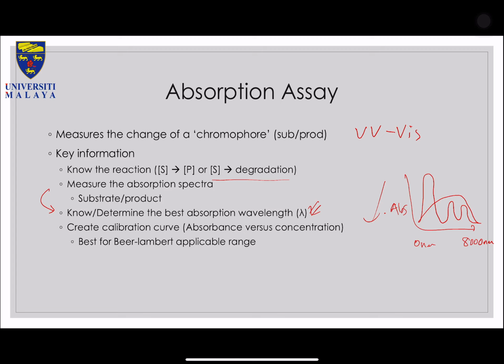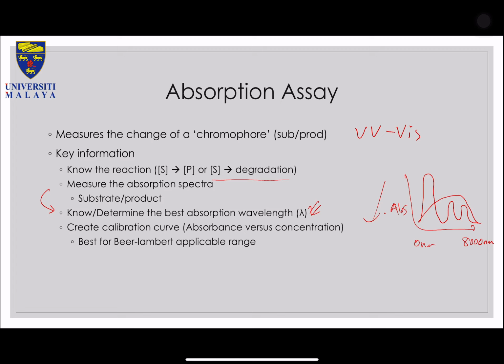Once you know this wavelength, then you can choose a wavelength that is specific for the substrate so that you can see the rate of disappearance, or the wavelength that is specific for the product so that you can measure the rate of formation of the product. As best as possible, you don't want to use an overlapping wavelength that has both the reactant and the product, because if you do that, then you will not be able to see anything. We will go into that in a bit more detail in the next slide.